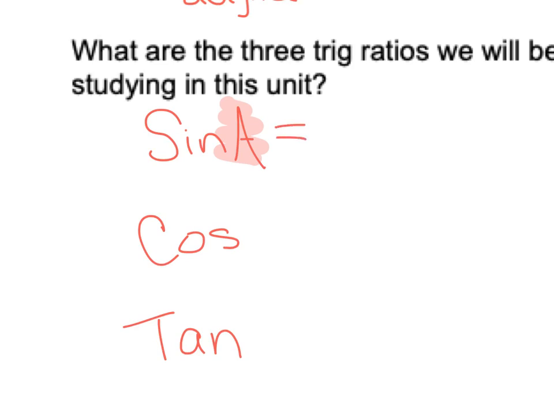So sine, these are trig ratios you're going to want to memorize over the next week or so, is always the opposite side over the hypotenuse. So if we have angle A and I ask what's the sine of angle A, you would find the side opposite, and that's going to be your numerator, and the hypotenuse is going to be your denominator.